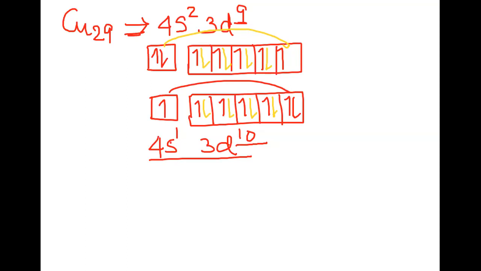All right. Now the next, what happens to an atom with atomic number 30, which is zinc, and is often asked again.